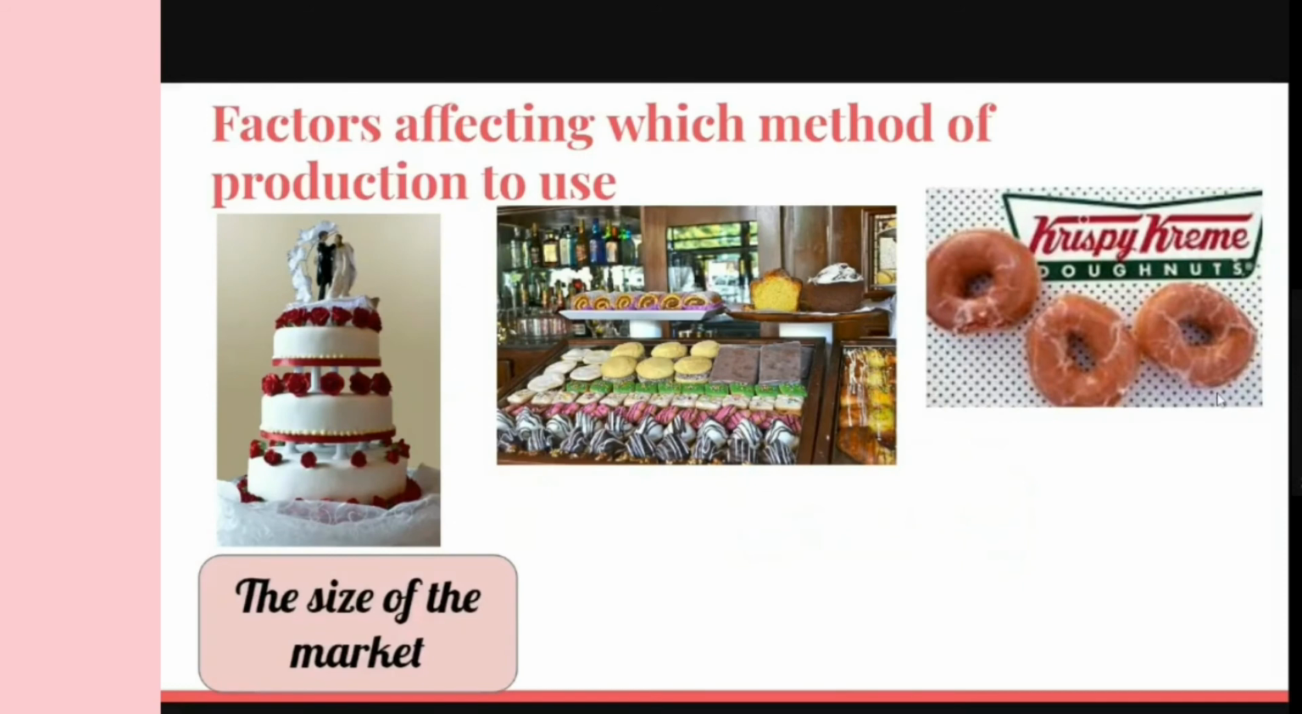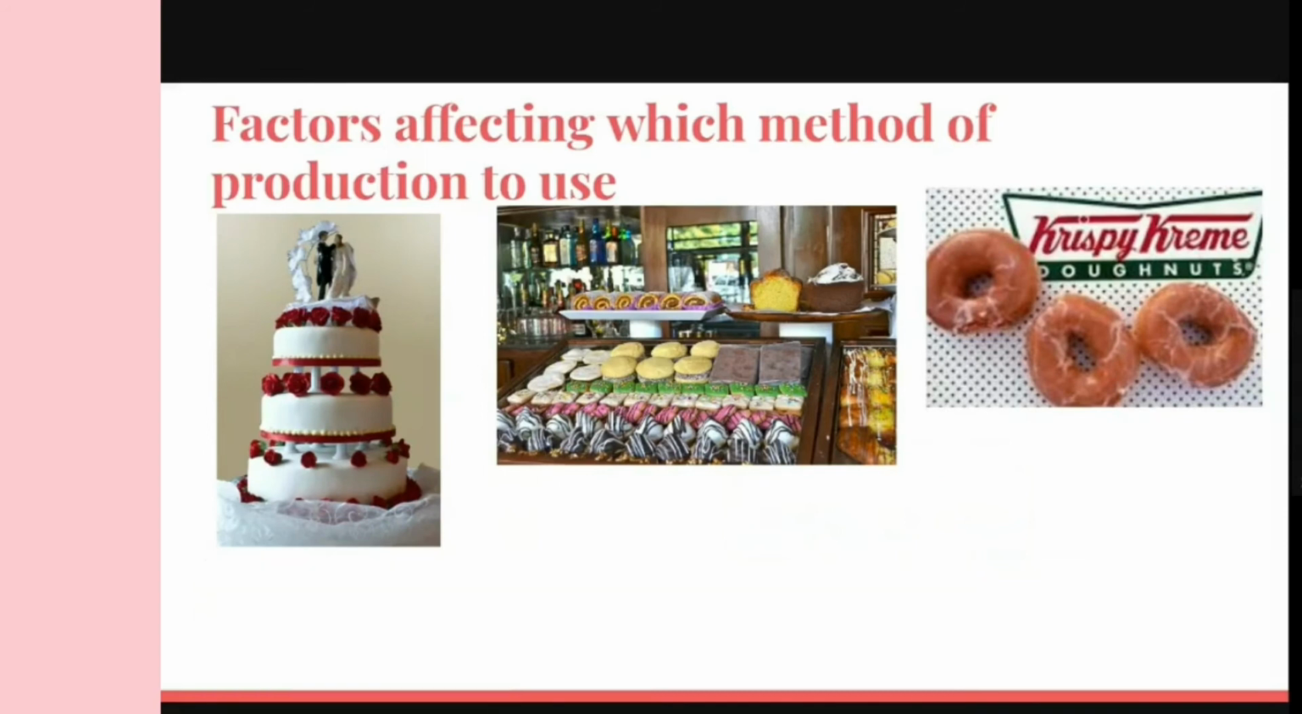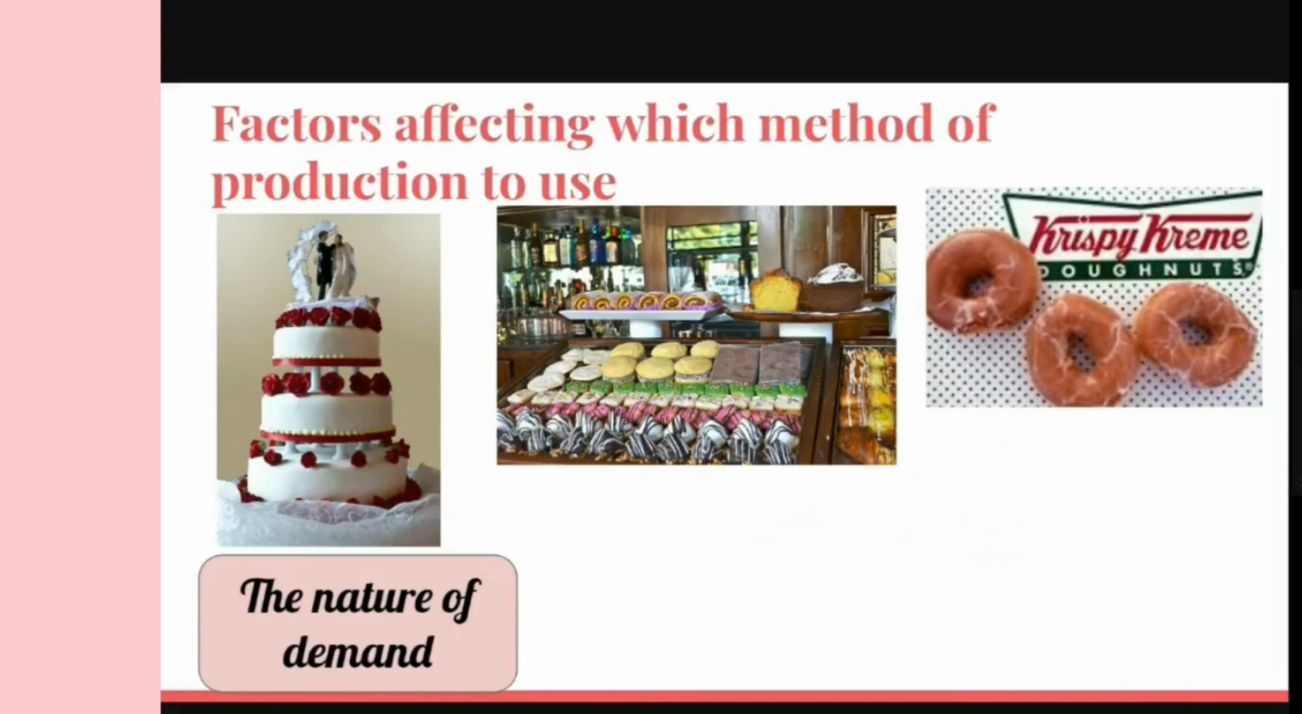Krispy Kreme is an international donut producer, correct? It's being sold in different countries. Flow production is more suitable. Then the nature of demand. If there's a large and fairly steady demand for the product, such as the original flavor donuts, then it becomes economical to set up a production line and continuously produce the product using flow production.